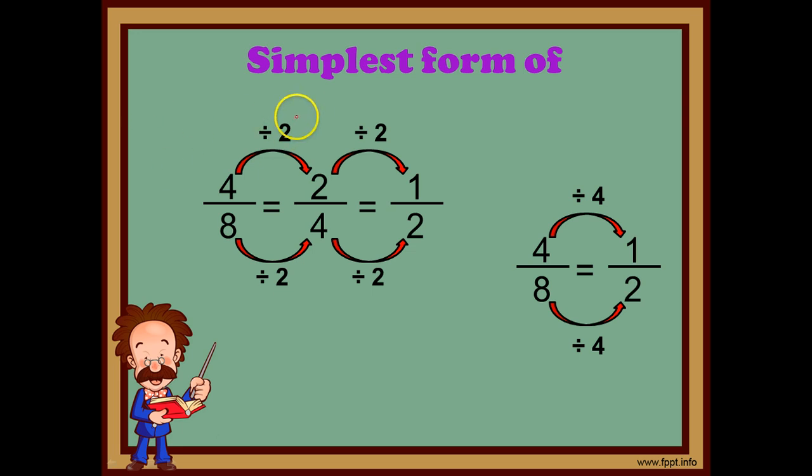Can you see a relationship between this? Yes, because 2 times 2 is 4. Right? So I can straight away get 4 divided by 4 to give me 1. For the denominator, 8 divided by 4 to give me 2.